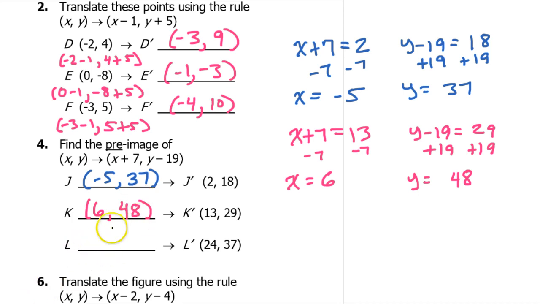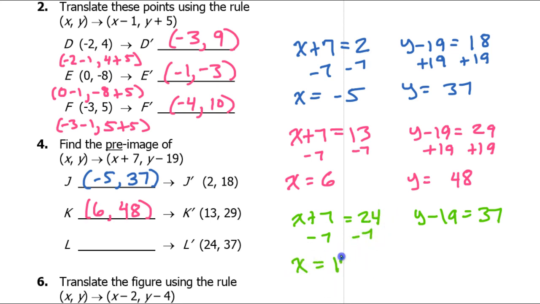Alright, let's do that one more time for point L. The x plus 7 part must equal this 24. Okay, and the y minus 19 part must equal the 37. So subtracting 7 from both sides, we're going to get x is equal to 17. Alright, so the 17 is going to go right there. And to get y by itself, we're going to add 19 to both sides. And that's going to be 56. Alright, so that's it for problem number 4.